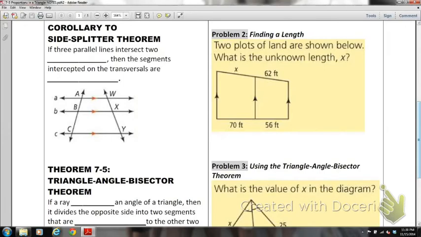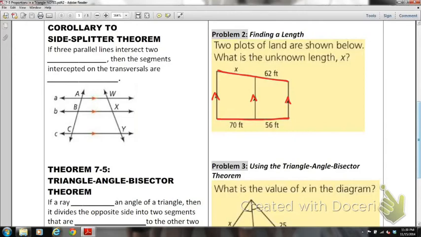In problem 2, you have two plots of land that are shown, and it's asking again for the unknown length x. So this is the corollary to the side splitter theorem, where we have three lines that are parallel, cut by two transversals. So it divides those transversals proportionally.